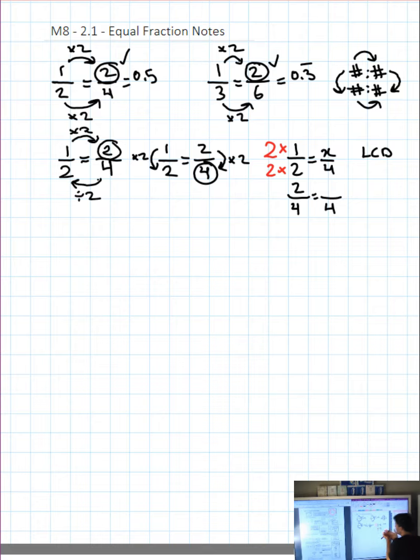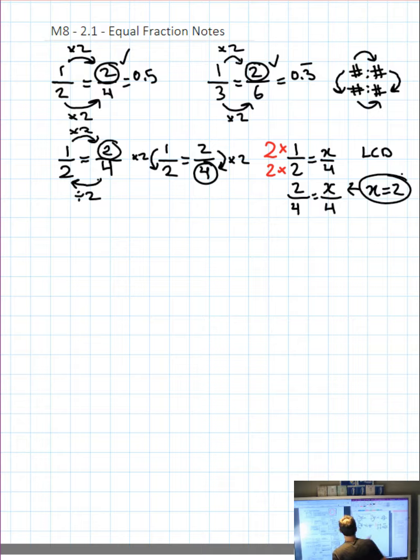Now that we have the same denominator, I can put x on the top, and I can clearly see that x is equal to 2, the same top. If I get a lowest common denominator, the same bottom, then obviously the tops must equal each other. So a recap: top left, do to the bottom, do to the top. Same example, do to the bottom, do to the top.